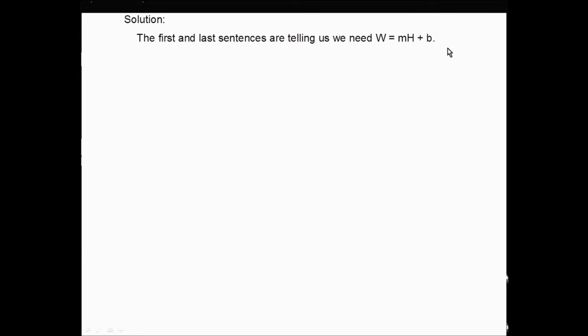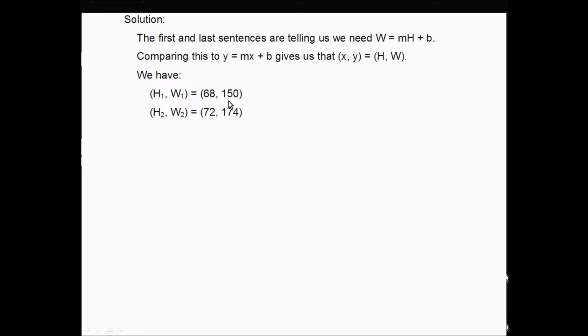So again, compare this to y equals mx plus b. xy is hw, because the h is with the slope, so h comes first; h plays the role of x. So my h1, W1 is 68, 150, my h2, W2 is 72, 174. Now again, I've tried to rig it to be nice. We're going to see whether or not I did a good job.